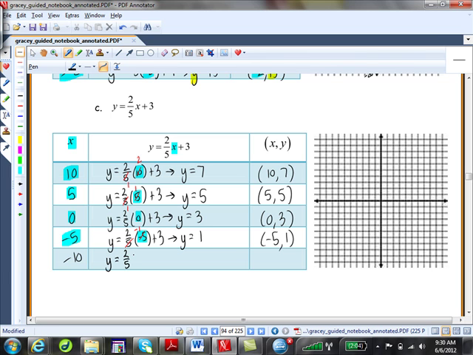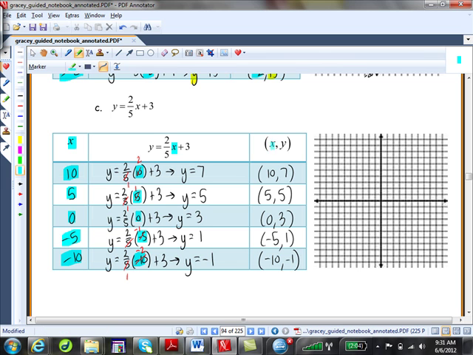So y is 2/5 times, we'll plug in -10 for our x value, or x coordinate. So here, plug that in for x. And when you divide out of 5, you get -2. So you get 2 times -2 is -4, plus 3 will be -1. So y will be -1. Okay. So the ordered pair we get is -10, -1.